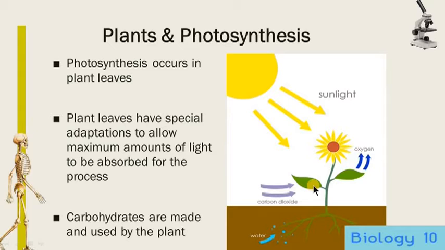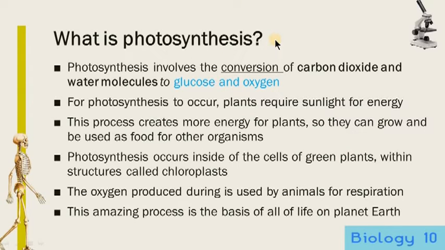Photosynthesis takes place in the leaves. They are adapted to ensure that the maximum amount of sunlight is absorbed. Carbohydrates are made, used, and stored by the plant. In the presence of sunlight, plants take in inorganic carbon dioxide and inorganic water. They use this to produce organic glucose and inorganic oxygen. This process is called photosynthesis.